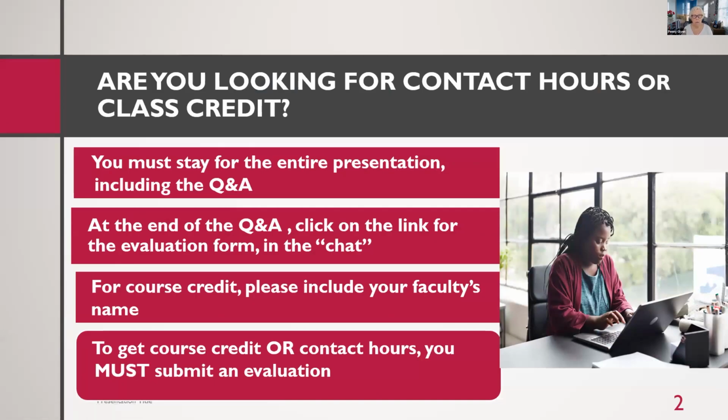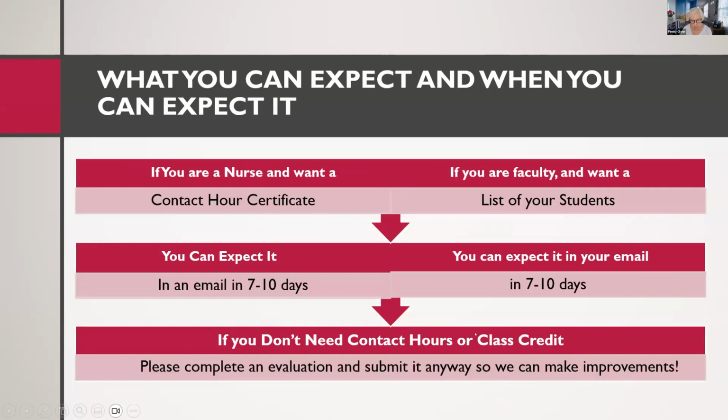Before I turn it over to the moderator, Hogan, I do, as you know, have the particular slides that the ANA Mass really requires me to show. First of all, if you are looking for contact hours, you must stay for the entire presentation, and that includes the question and answer period. At the end of the Q&A, you can click on the link for the evaluation form in the chat, which you do have to complete in order to get your contact hours. For course credit, you must include your faculty's name on the evaluation tool. And to get course credit or contact hours, you have to submit the evaluation. So now let me go back here. Here's what you can expect and when you can expect it.